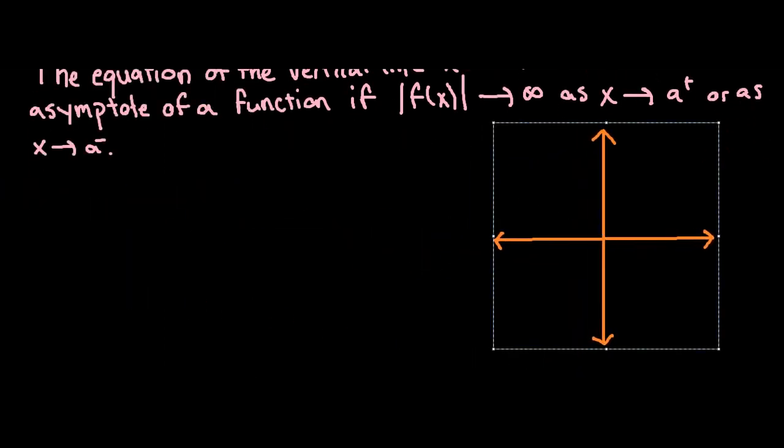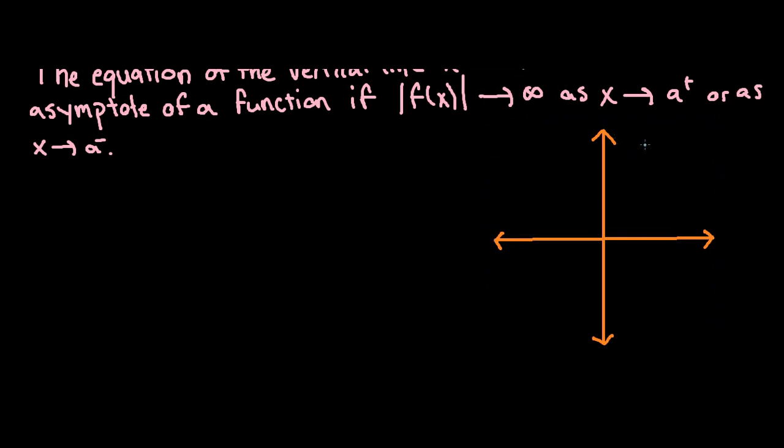So if here's our graph, let's say that this right here is the vertical line, x is equal to a. What it's saying is that as our function approaches a, if our y values go to infinity, then it is a vertical asymptote. So I had something that looked like this.